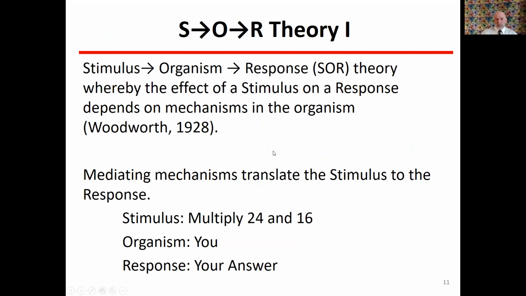The stimulus organism response theory is ubiquitous in psychology and other areas. The idea is that there's a stimulus and a response, and the organism mediates the effect of the stimulus to the response. So for example, let's say I asked you to multiply 24 and 16. That would be the stimulus. Your answer, 384, would be the response. And the mediator would be the processes that went on inside your head to do that calculation.